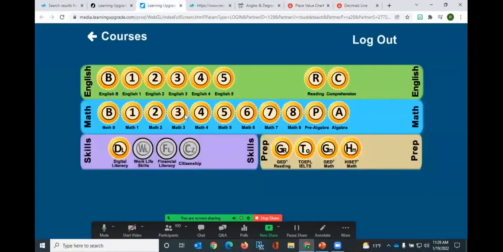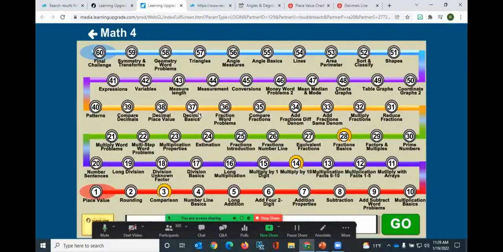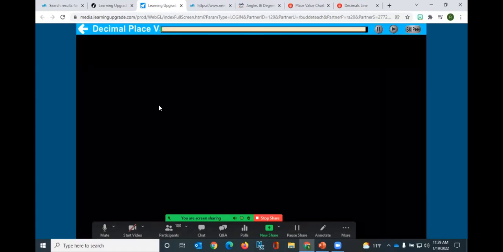Let me jump back into Learning Upgrade and again show you, we've got Math Upgrade 4, Lesson 38. Take a quick look at decimal place value.